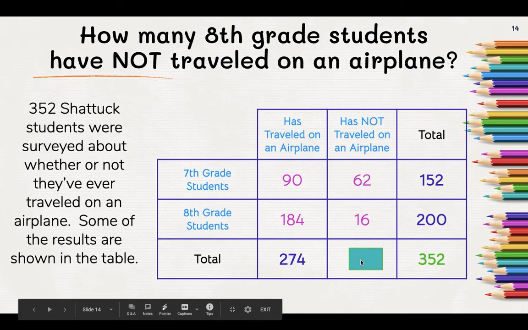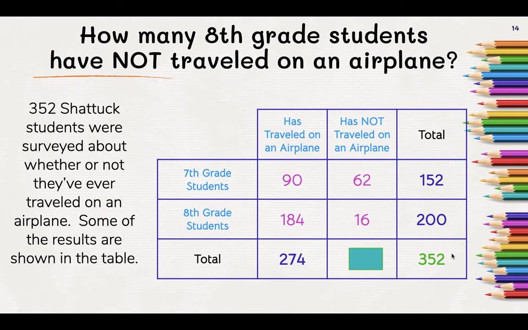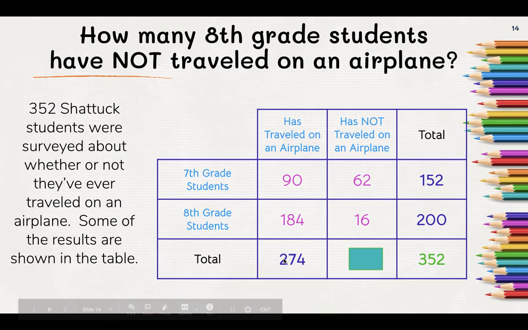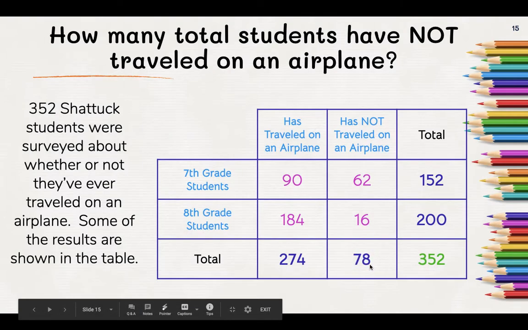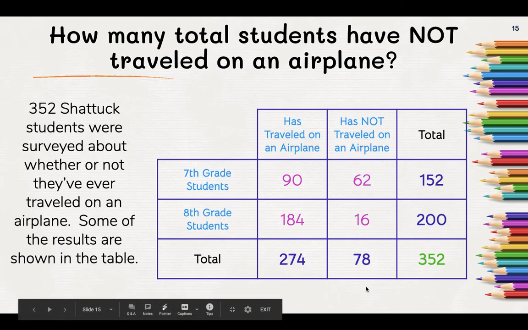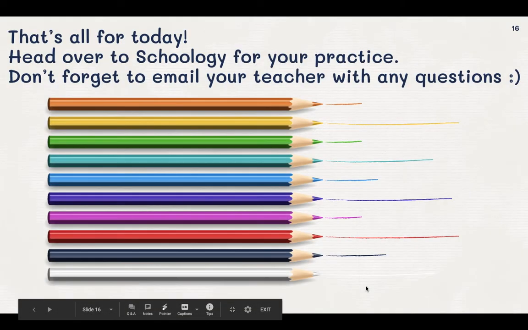The other way we could do this is going across here. So if we knew that there were 352 total surveys completed, of those 352, 274 traveled on an airplane, so we could subtract those. So 352 minus 274, and we're going to get the same exact answer as 78. So either add these two to get 78, or you could subtract these two to get 78. So there's multiple ways you could have done this. You didn't have to go in the same order as I did, but you just keep working around until you can have it complete. So that's it for today.